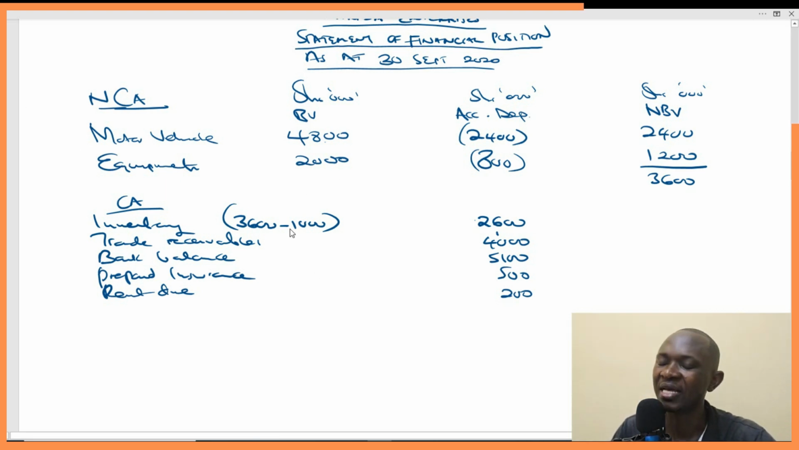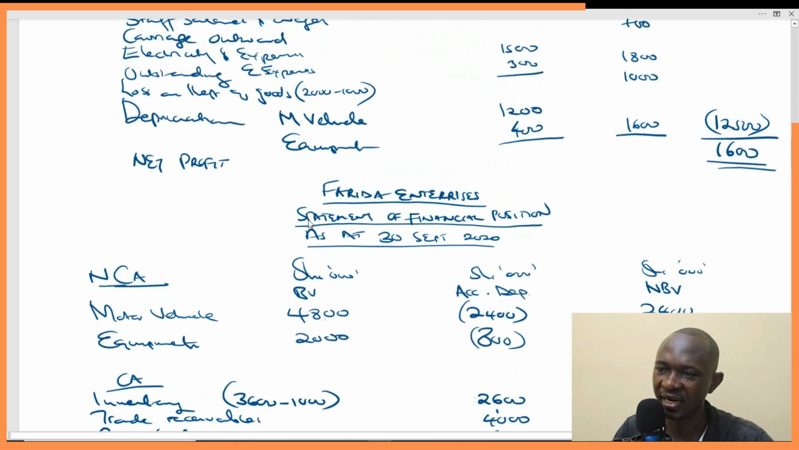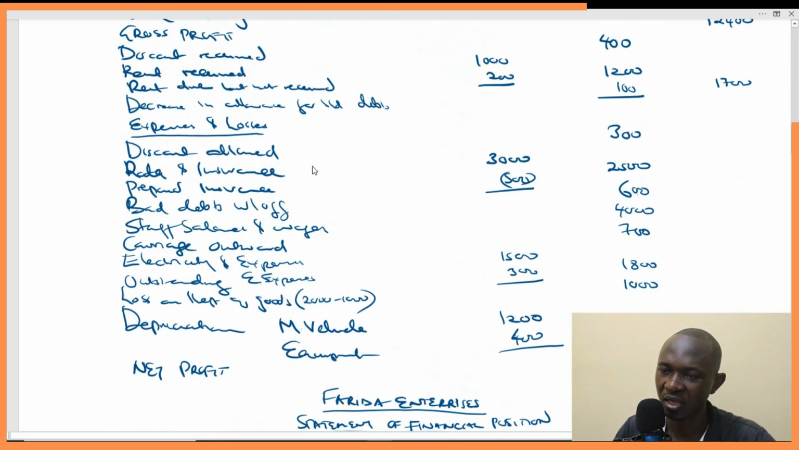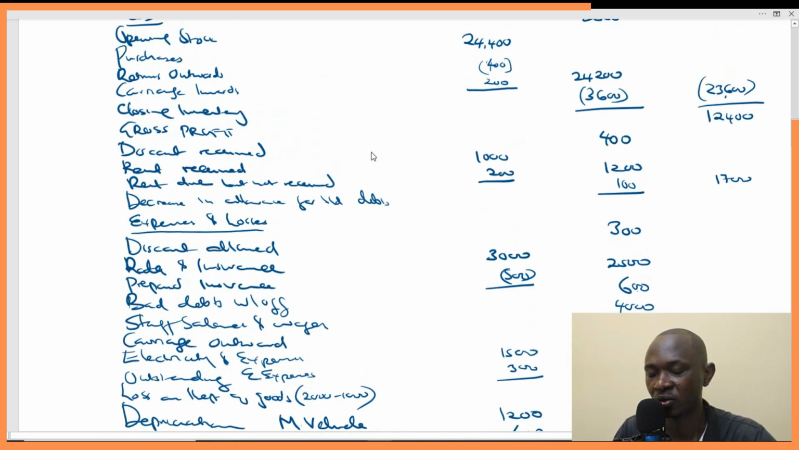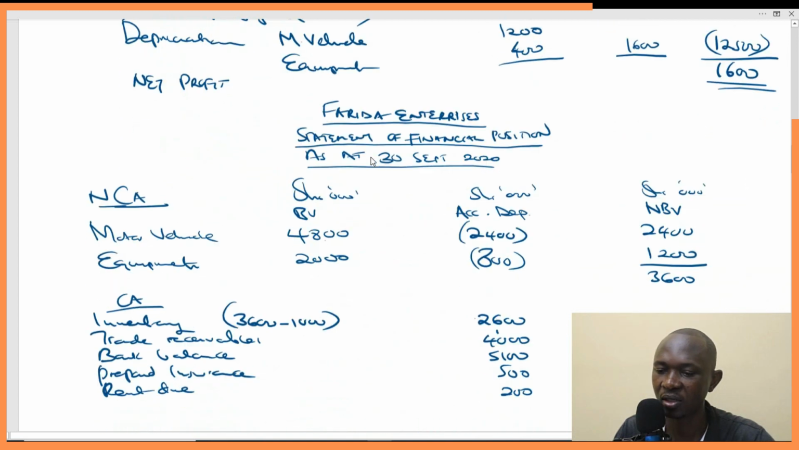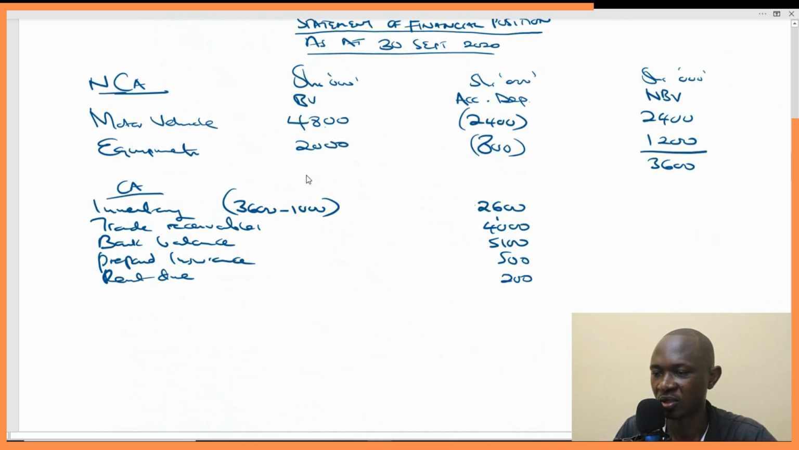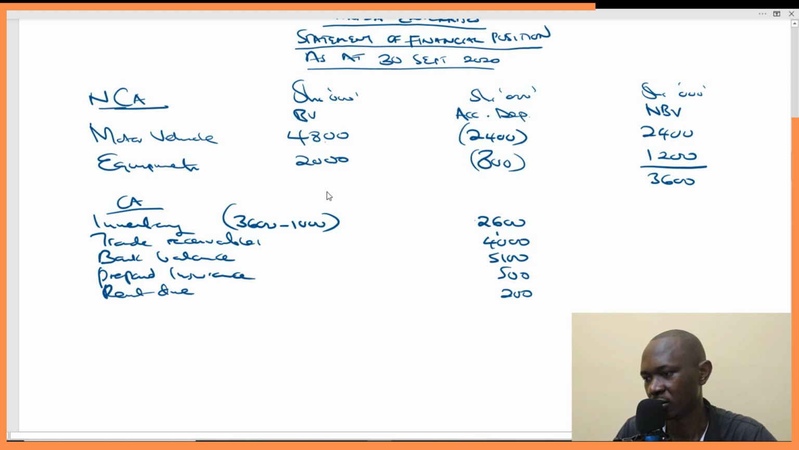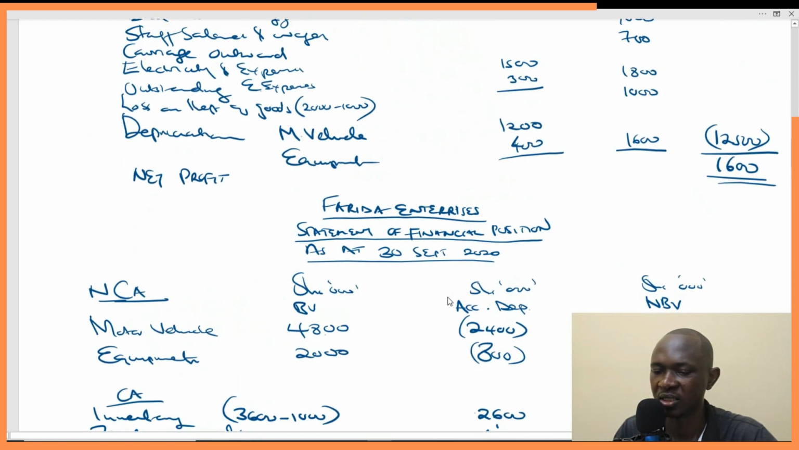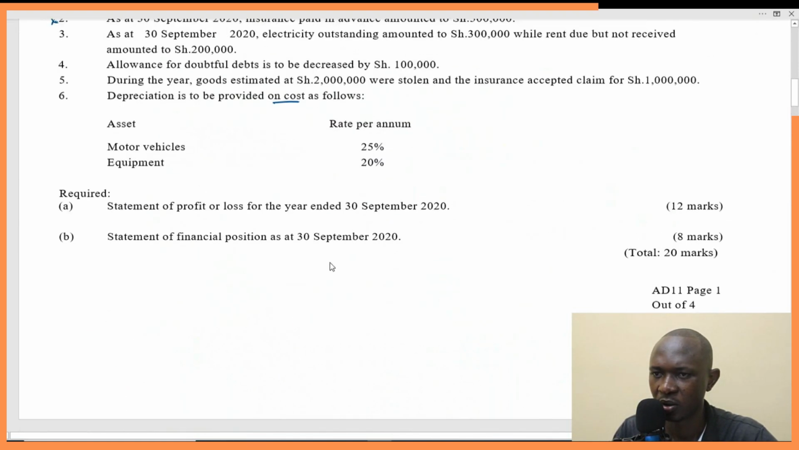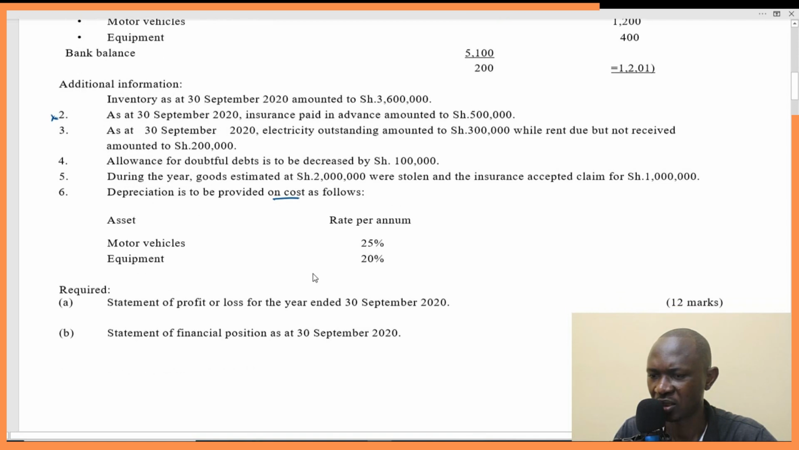This 1,000 is a loss. The net we have set off. So the loss is 1,000. Of course, those goods were stolen, so they will have the effect of reducing the inventory. The closing inventory will be less by 1,000, which was stolen. So that makes it 2,600. What else? I think we are done.